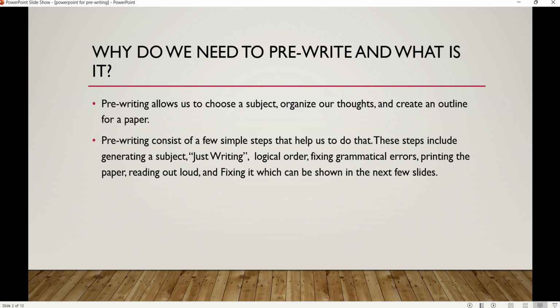These steps include generating a subject, just writing, logical order, fixing grammatical errors, printing the paper, reading out loud, and fixing it, which can be shown throughout the next few slides.